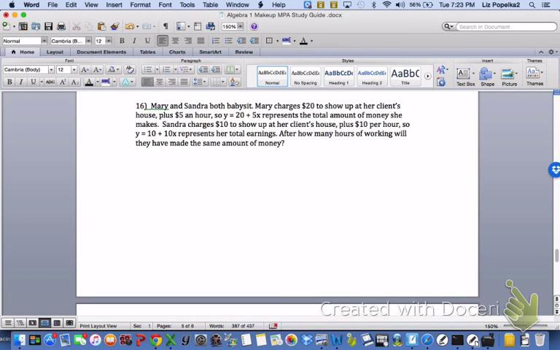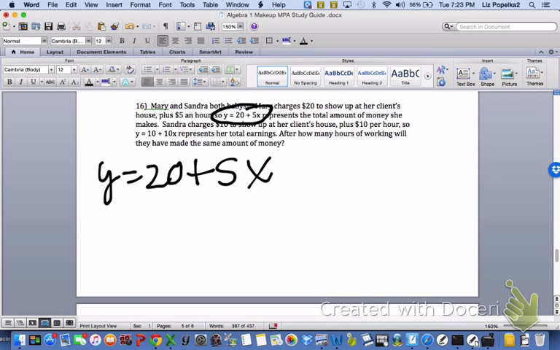For number 16, we've got two ladies that babysit. Mary has the equation y equals 20 plus 5x to represent her total amount of money because she charges $5 per hour. So that's where that x comes from. X represents hours. Then it says that Sandra charges $10 per hour. So her equation is y equals 10 plus 10x. But again, the x stands for the number of hours.